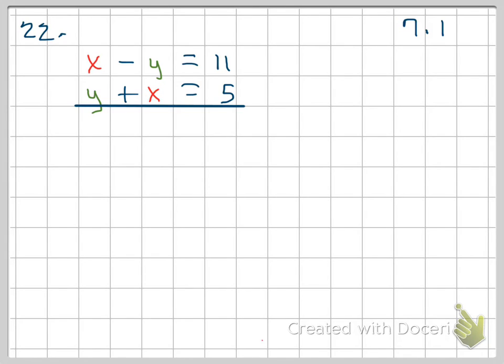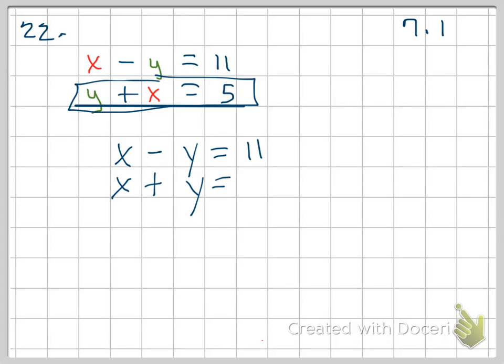So, just to make life easier, I'm going to bring down the top equation: x minus y equals 11. And then this equation, I'm going to reverse. So plus x, a positive x, and this is a positive y, so plus y equals 5.